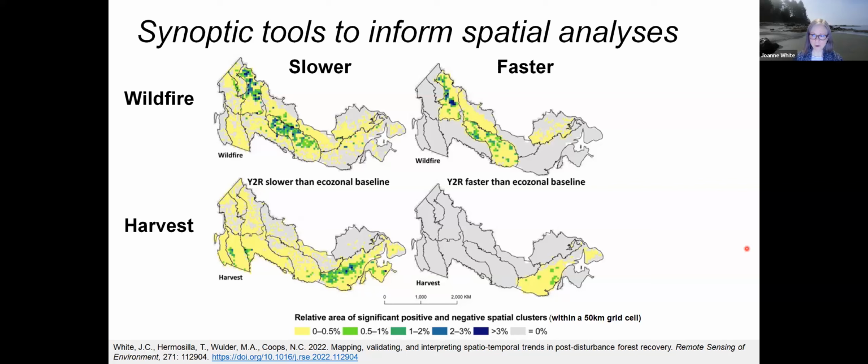What this figure is showing you is areas that were significantly positively clustered on the landscape. So where there were areas that were slower or faster than the ecozone baseline. So not a national baseline in this case, a baseline relative to the ecozone. And what we see from this is that there are certain areas that are recovering more slowly for wildfire at the top here and for harvesting as well. And we also see areas that are recovering more quickly than what we would expect given the ecozone baseline calculated over the past 40 years of observations.